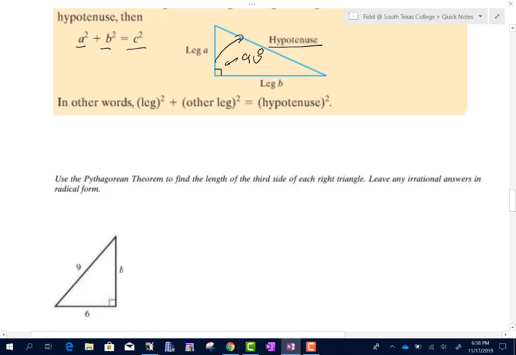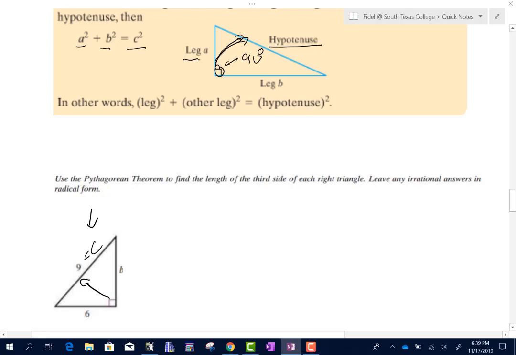It says use the Pythagorean theorem to find the length of the third side of each right triangle. Leave any irrational answers in radical form. All right. So if I kind of do a little stare and compare, it just looks like this triangle here is just kind of flipped from this one here. But remember, the hypotenuse is always the side opposite of that little box. So in this case, my hypotenuse is going to be that number. That's going to be my C, okay?